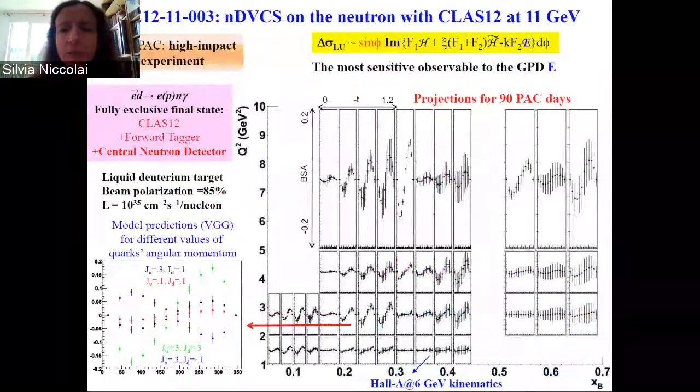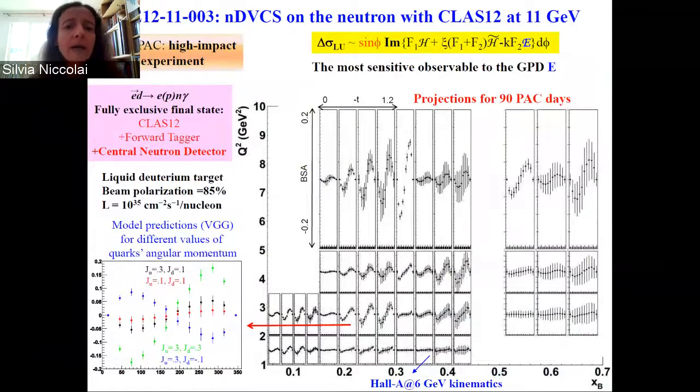And coming to the class 12 program, the measurement that was labeled high impact by the PAC is the extraction of the beam spin asymmetry for neutron DVCS. The reason why the high impact was awarded is that this is the most sensitive observable to the GPD-E. And the way class 12 is measuring this is in a fully exclusive final state way. We are in fact detecting the active neutron as well as the photon and the scattered electron.